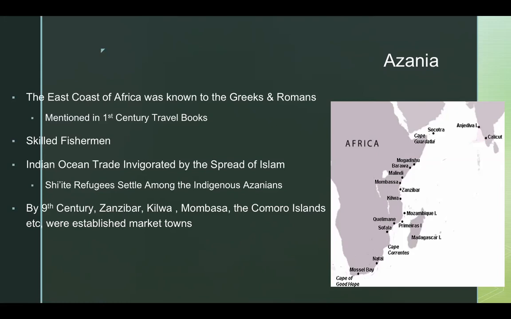So here's a report from Al-Masudi, who was a 10th century scholar and traveler who wrote about his experience in Azania, which, by the way, the Arab settlers who were settling in as part of these Muslim refugees and other people who came later, immigrants, called this place the Zanj, Z-A-N-J. That's how they refer to Azania, the Zanj or Zenj, Z-E-N-J. So when you see those terms, that's what they're talking about. And this is how he describes it. And I quote, this is in 916 AD.